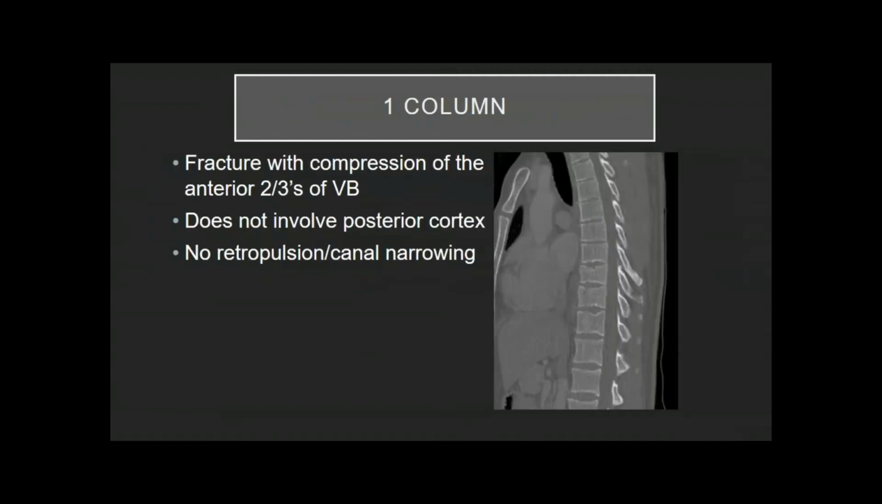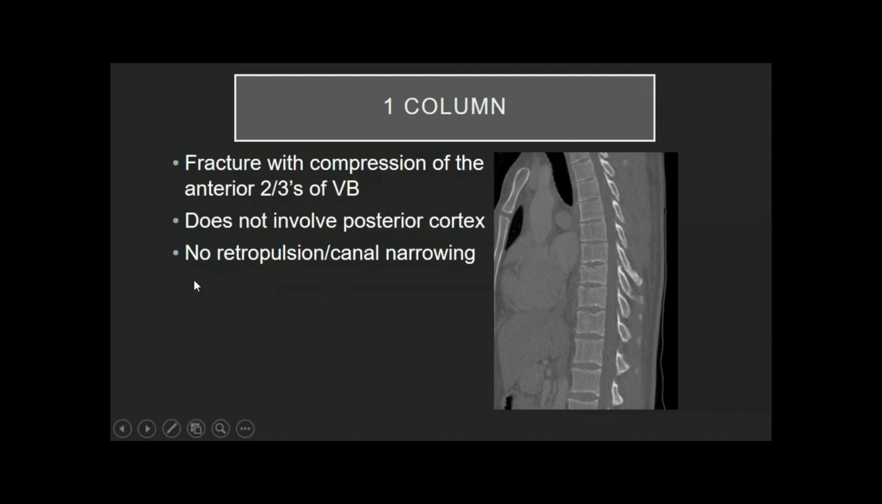All right, so what is a 1-column fracture? This is a fracture with compression of the anterior 2/3 of the vertebral body. So you can see here this irregular flattening of the anterior 2/3 of this vertebral body as well as the anterior 2/3 of this vertebral body. And while we're looking at it, possibly the anterior of this vertebral body. You can see that the posterior cortex is intact. So this is not involving what's called the middle column. It's only involving the anterior column.